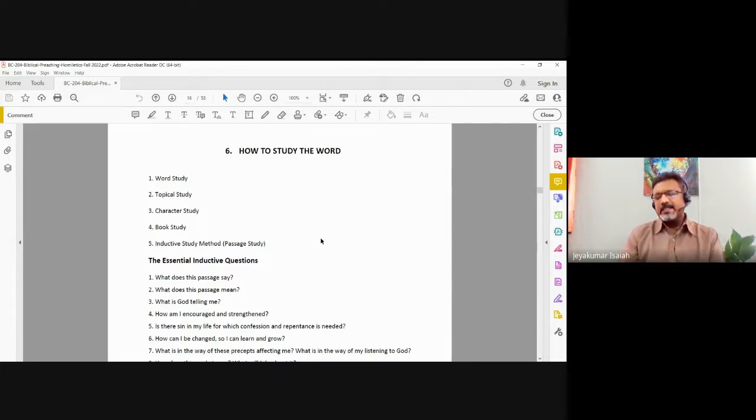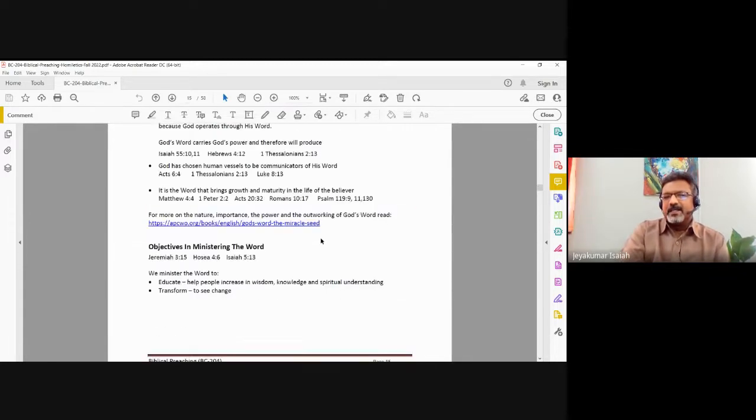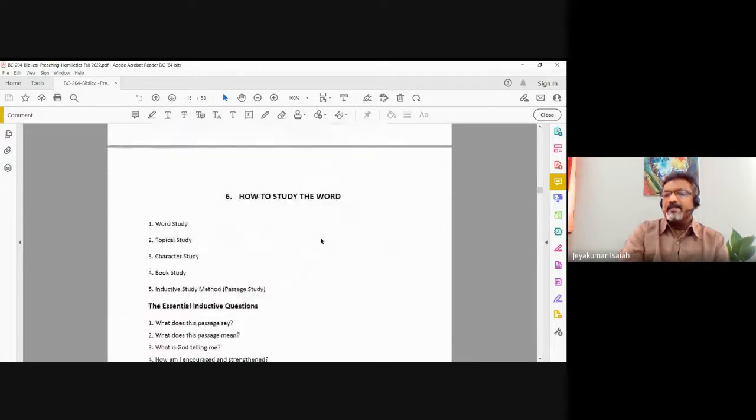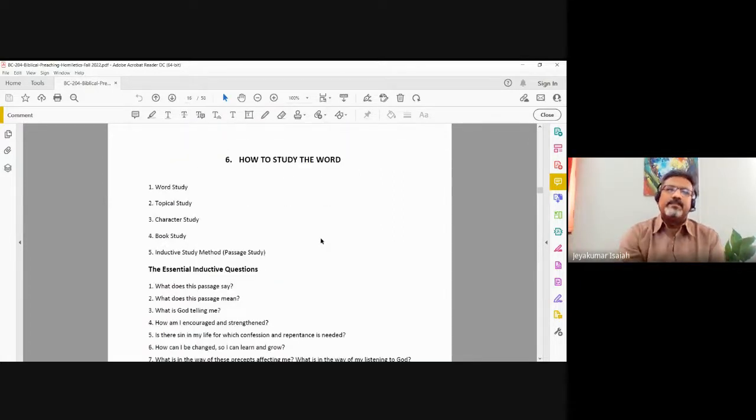But all these studies also have their limitations. We need to understand that, because you are asking some questions, you're focusing on the text, and you're limiting yourself to the text when you're doing an inductive study. So they have their limitations. We need to understand that. Maybe a better way to say it is that each has its scope.